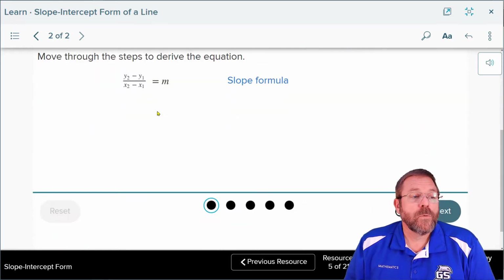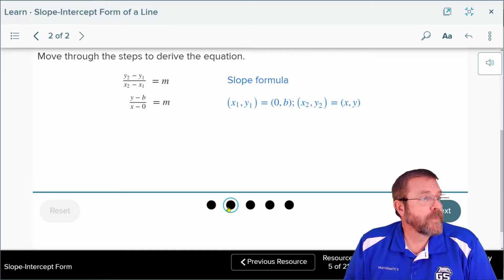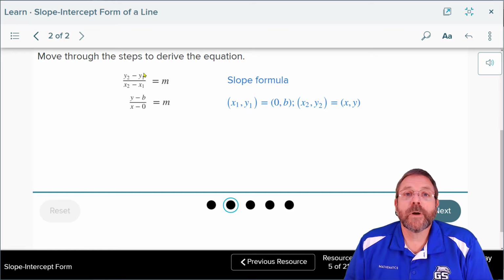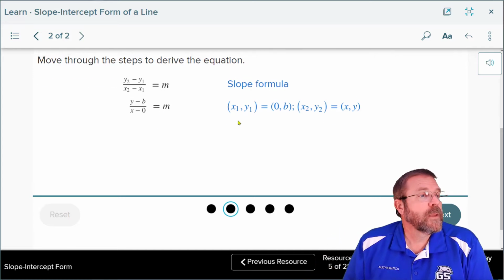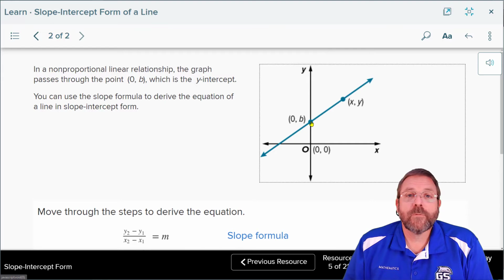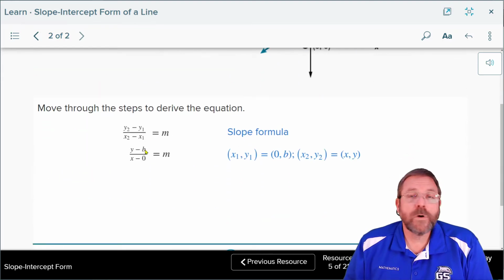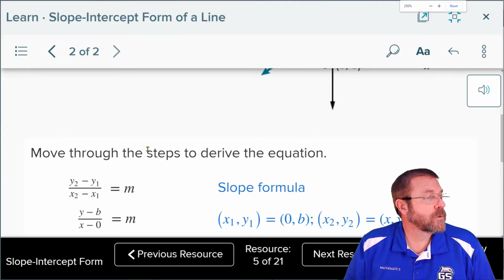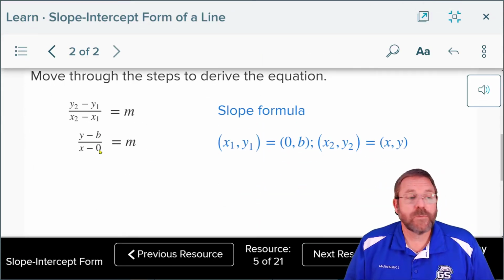So from there, what are they going to do? They're going to find the slope of the line. To find the slope, they wrote it as y sub 2 minus y sub 1 divided by x sub 2 minus x sub 1, and they know that one of those points is going to be this point right here, point 0, b. So they let y sub 1 be point b. Let's zoom in just a little for you here, and let x sub 1 be point 0.